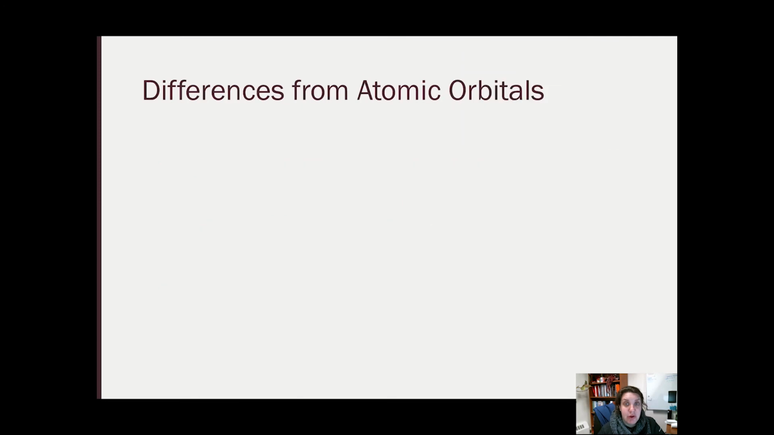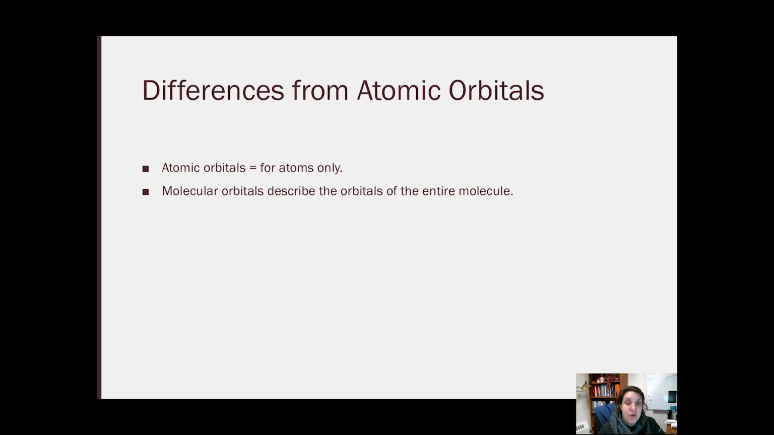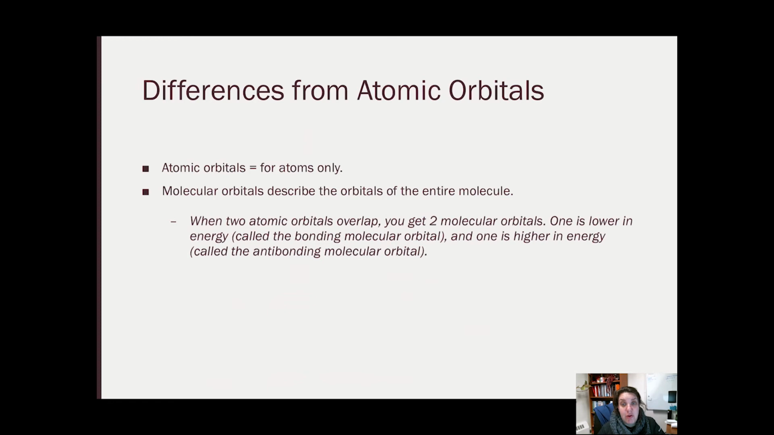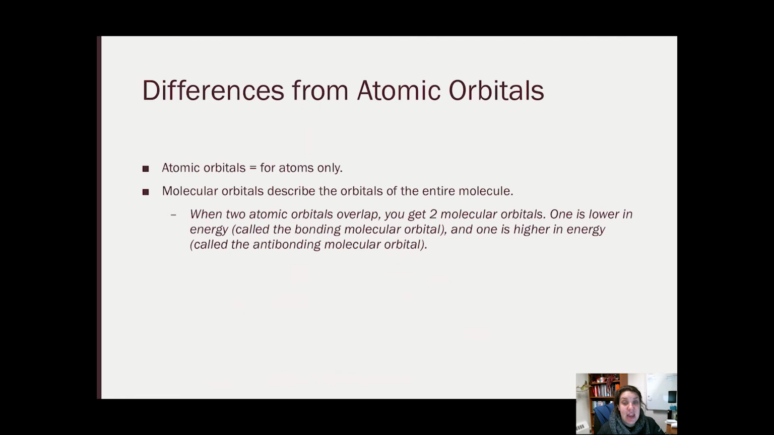The way that molecular orbitals differ from atomic orbitals is, one, atomic orbitals only describe atoms. Molecular orbitals, however, describe the entire molecule. So when you have 2 atomic orbitals that overlap, you get 2 molecular orbitals. One will be lower in energy, called our bonding molecular orbital. One will be higher in energy, called the anti-bonding molecular orbital.